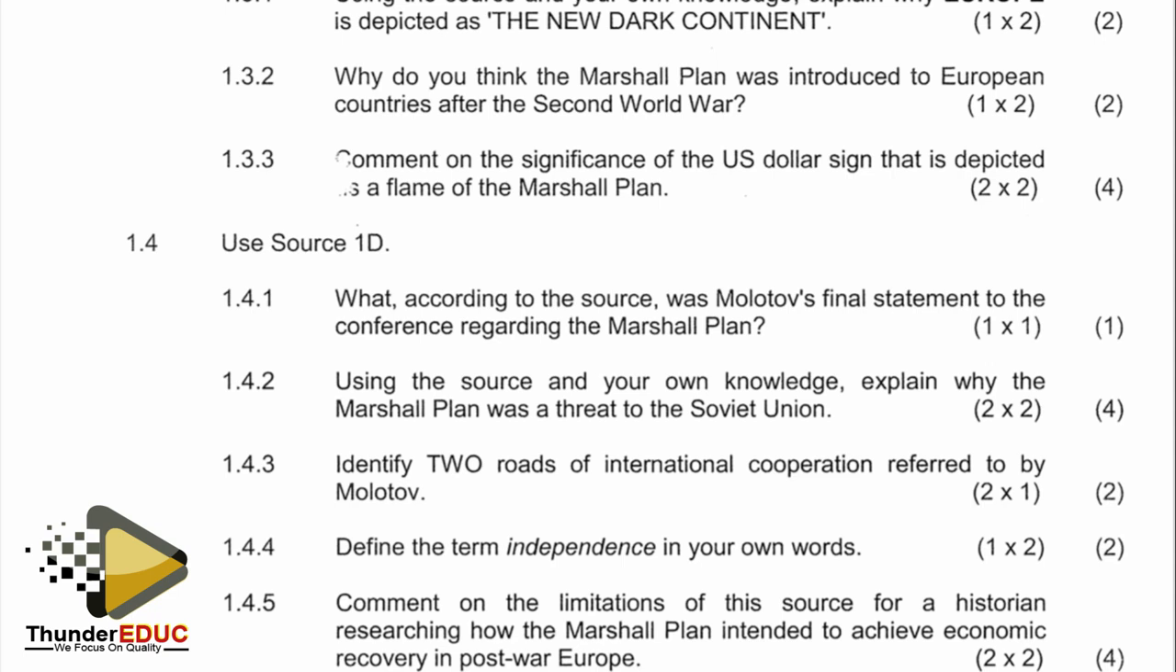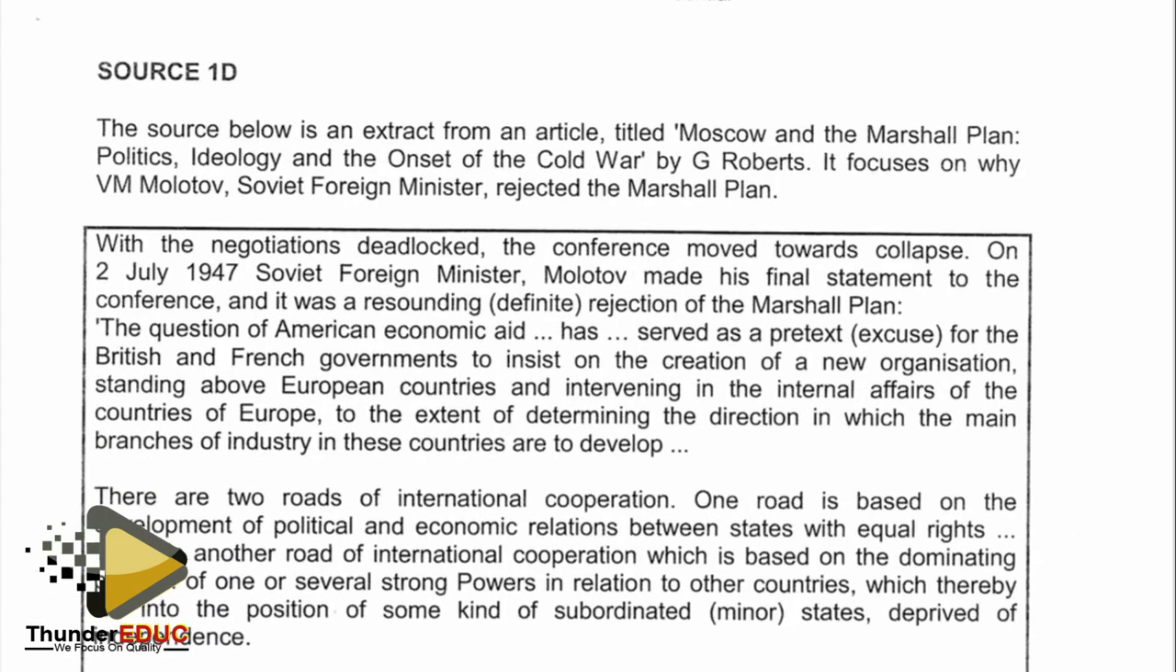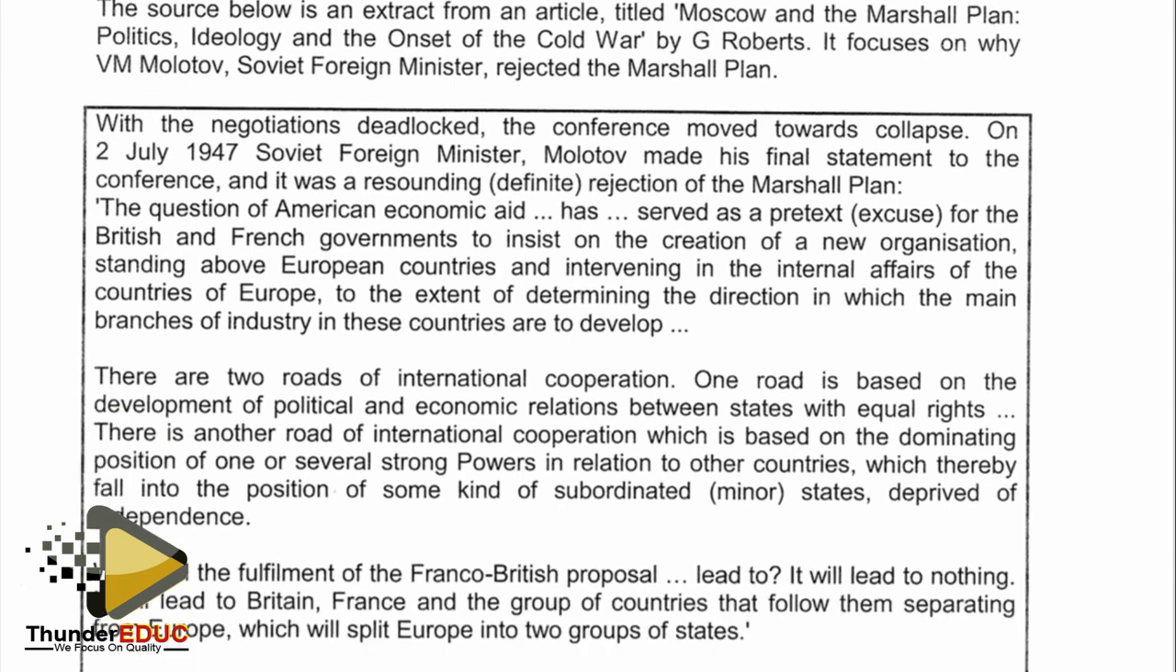Right, we'll move on to the next question, number 1.4.1. It says we're using Source 1D. Source 1D is an extract from an article titled Moscow and the Marshall Plan, Politics, Ideology, and the Onset of the Cold War by G. Roberts. It focuses on Molotov, the Soviet foreign minister, who rejected the Marshall Plan.